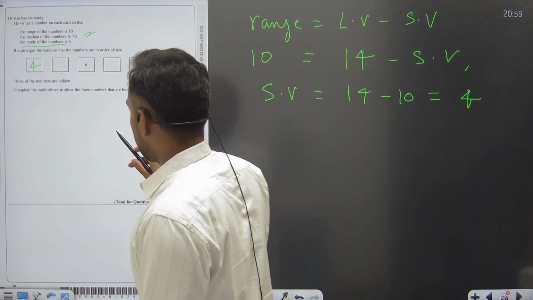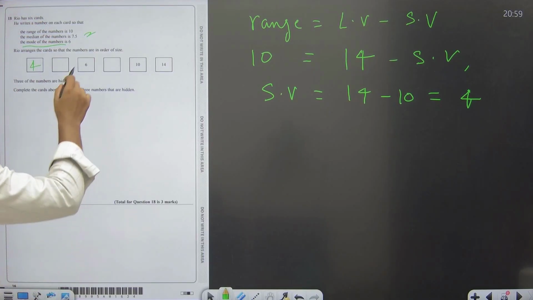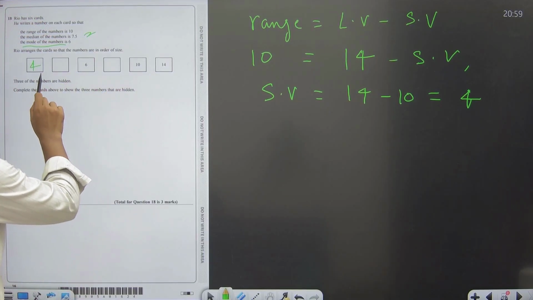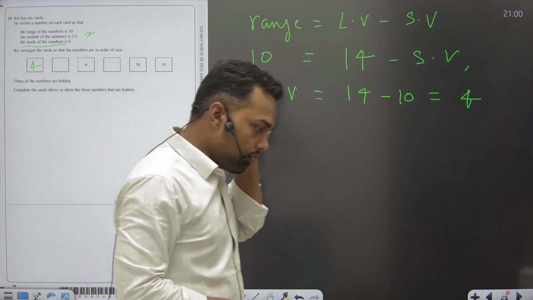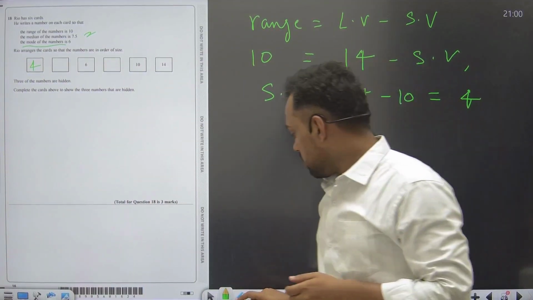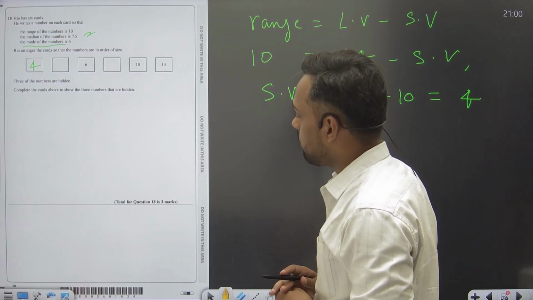First we need to sort out the median part. First we need to count how many cards are available. So you can see 1, 2, 3, 4, 5, 6. So 6 is an even number. I have told in previous videos as well how we need to find the median.